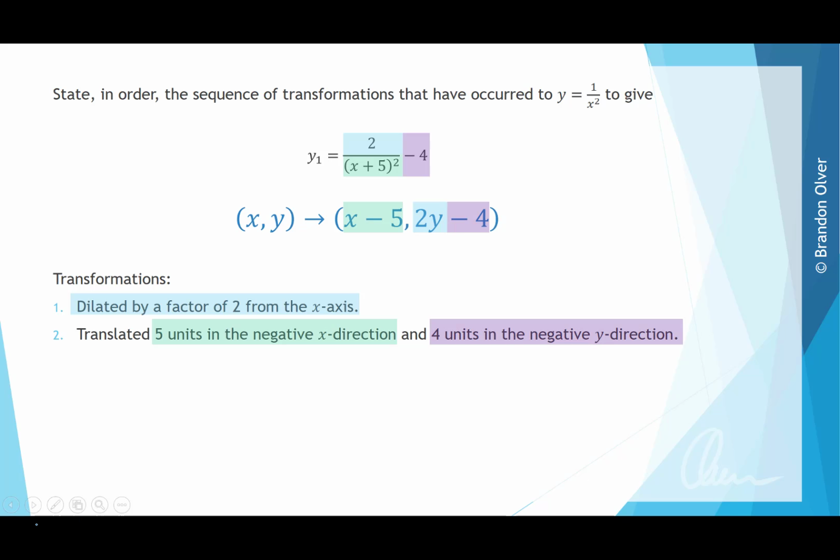We also have a translation of 4 units in the negative y direction, and in the mapping notation that comes from the negative 4 here, and similarly it's the negative 4 in this part of the given equation that results in the translation of 4 units in the negative y direction. So they are the transformations that have occurred to y equals 1 divided by x squared.